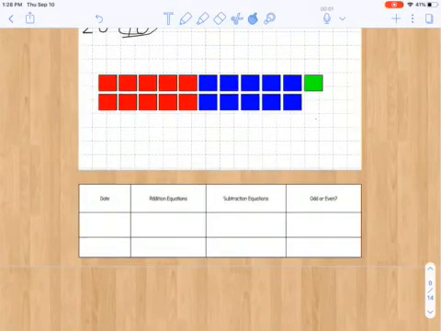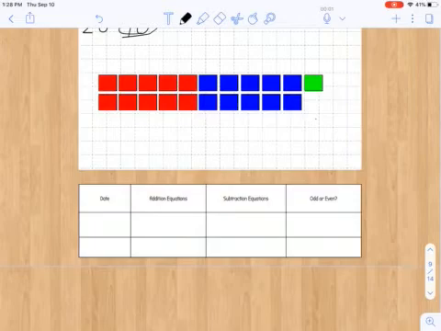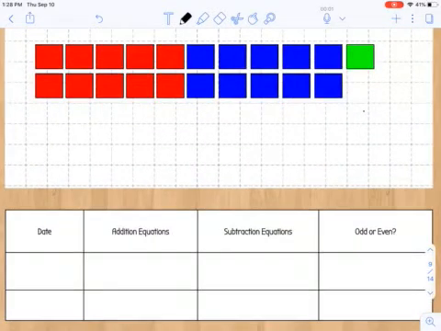Let's take a look at some tiles today. What do you notice about these tiles? Good. Some of us might have noticed that our top row is longer than our bottom row. Some may have noticed that there were 10 red tiles, 10 blue tiles, and 1 green tile. There are lots of different things we could notice. Let's take our noticings and use them to write some addition and subtraction equations and decide whether this number is odd or even. So today is September 21st, 2020.